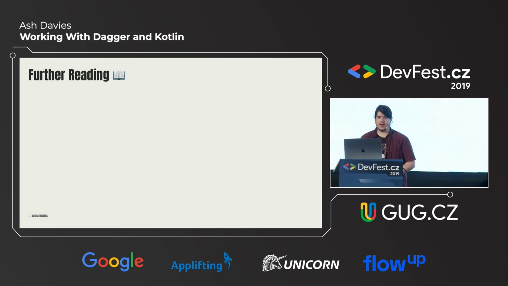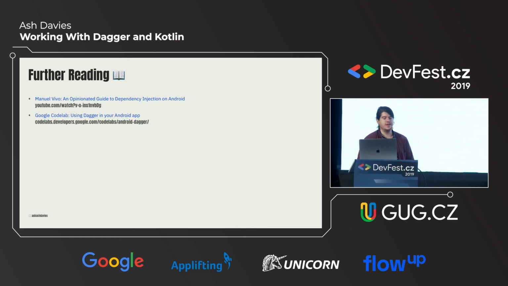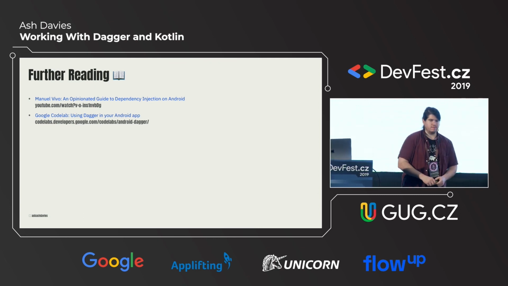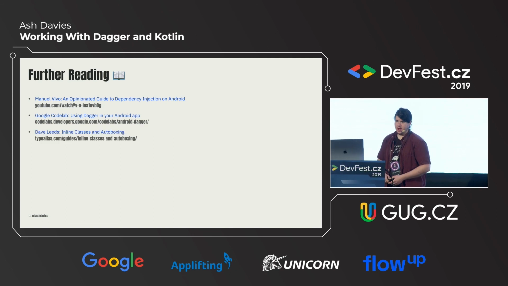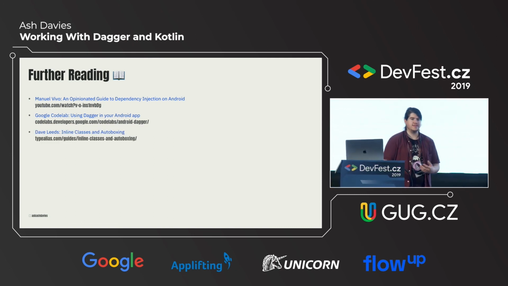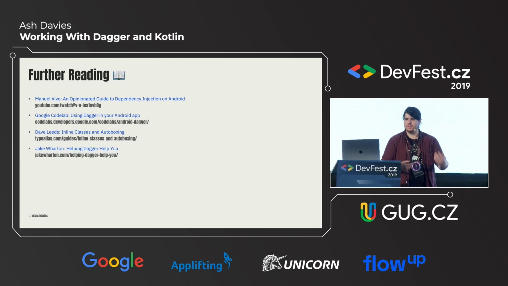Some further reading. Like I said, there's the talk from Manuel and Daniel at Google. There's the Google Codelab on Dagger. Now, there's been some discussion recently on whether this is actually a good codelab, as it's quite complicated, but maybe we'll see this improve in the future. Some things on inline classes and autoboxing, when they're actually represented by inline classes or whether they're autoboxed. Helping Dagger help you.